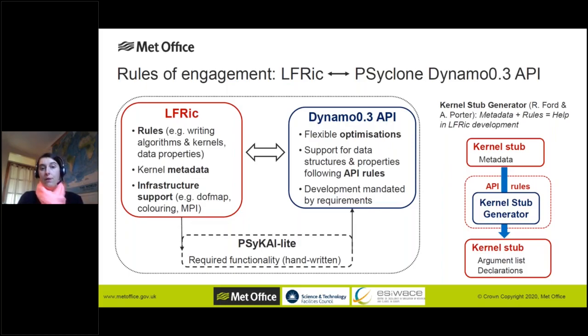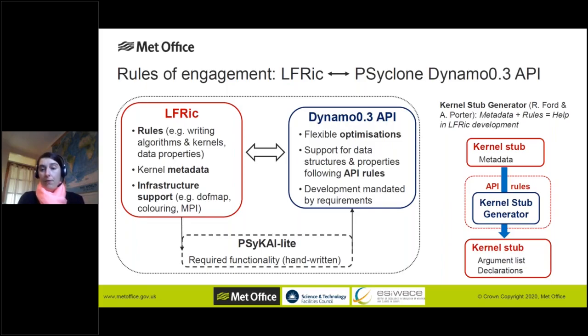In return, the LFRic or Dynamo 0.3 API in PSyclone provides flexible optimizations, and support for data structures and properties following API rules. Now, at the bottom of this slide, you will notice something called PSyclite. This is our testing and development ground for the required functionality that we would like PSyclone to have, but it is either in development, or we are testing it, or it has not yet been implemented in PSyclone.